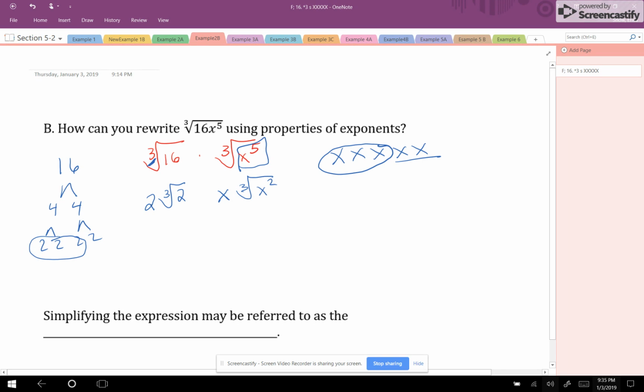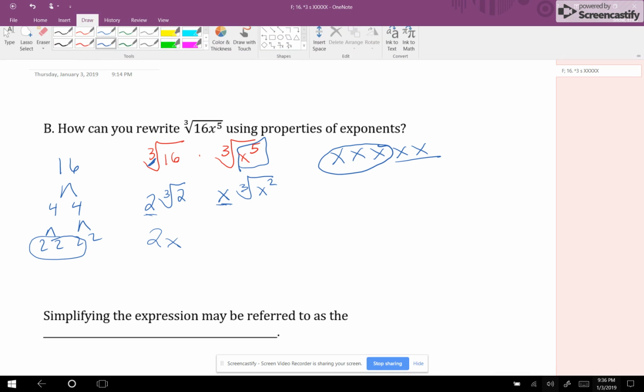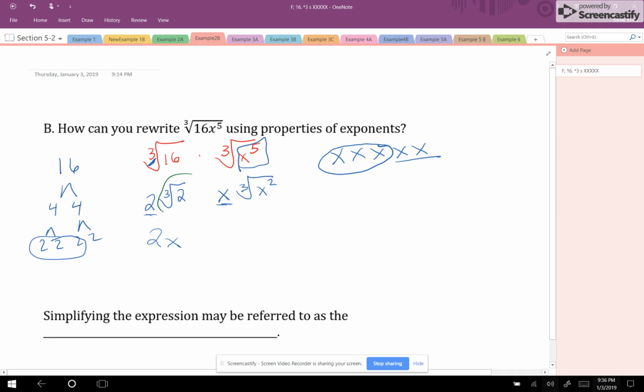Okay, now we have essentially 4 separate pieces, because this is 2 times the cube root of 2 times x times the cube root of x squared. We can now put our 2 and our x together out front, and then we can take our numbers that are under the same index and put them back together. So these are going to become the cube root of 2x squared.